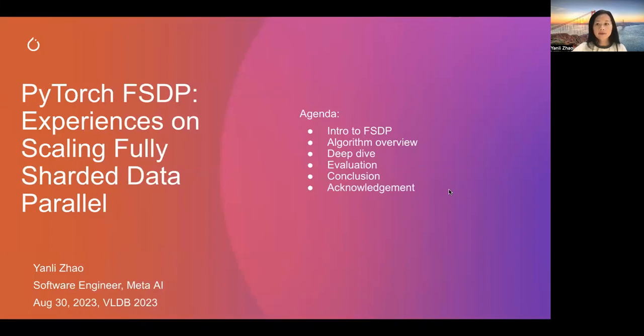Today I'm presenting our paper, PyTorch FSDP: Experience on Scaling Fully Sharded Data Parallel. I'll first give an introduction and overview of the PyTorch FSDP API, and then deep dive into its design. After that, I will share our experiment evaluation results.